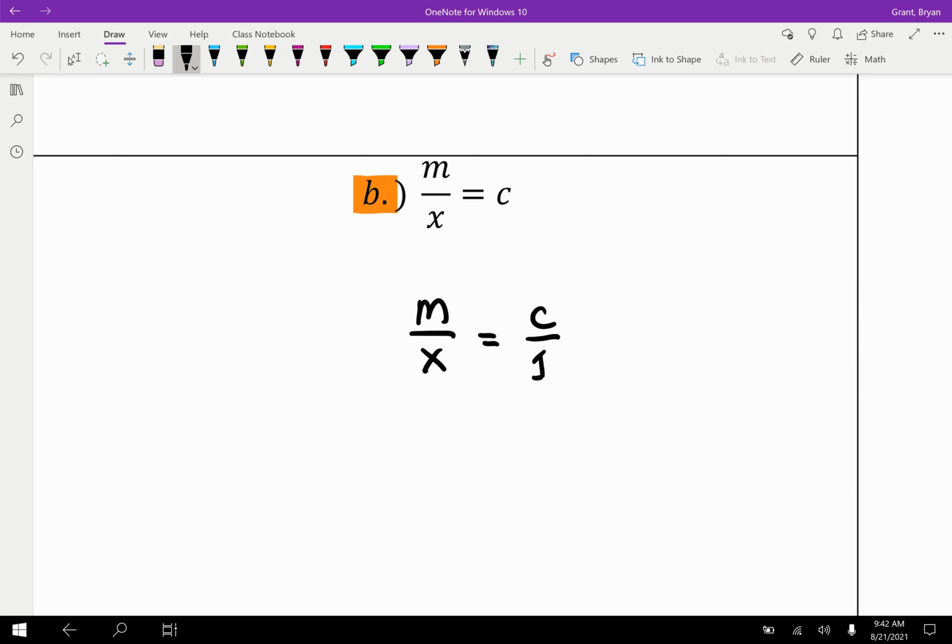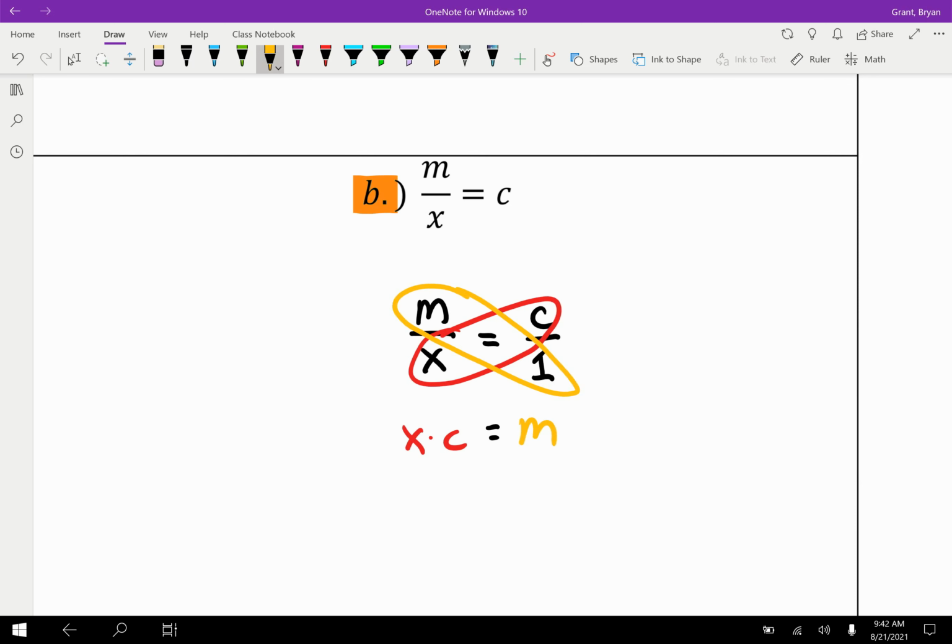I think we can turn c into a fraction pretty easily. And now, let's cross multiply. X times c, m times 1. So x times c equals m times 1, which is just m, right? Anything times 1 is itself. Now we don't have a fraction anymore.